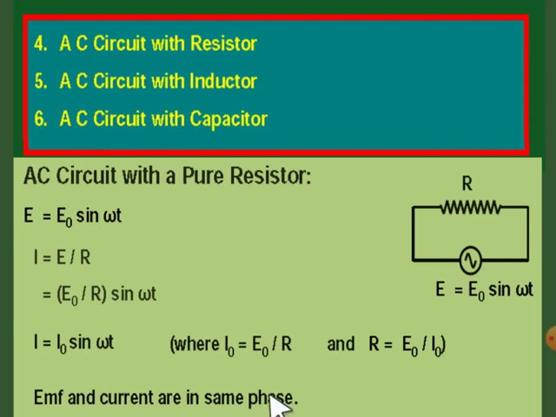Got it? So what happened? We say that instantaneous EMF and instantaneous current are in phase in a circuit containing a pure resistor.